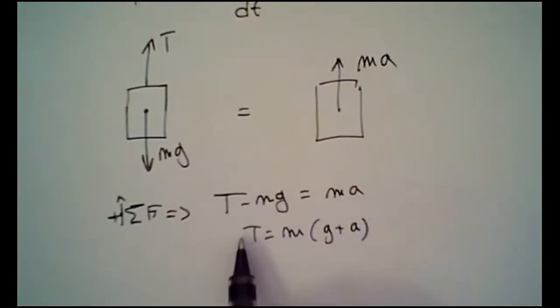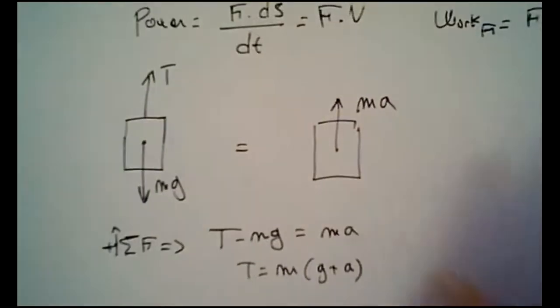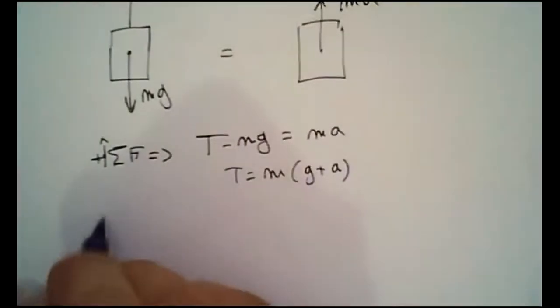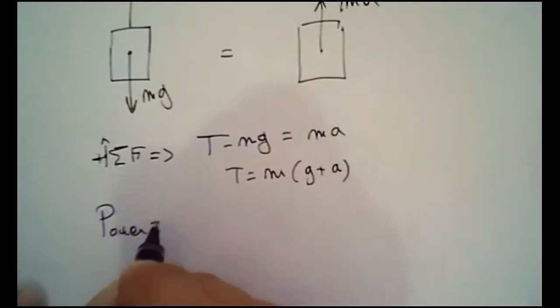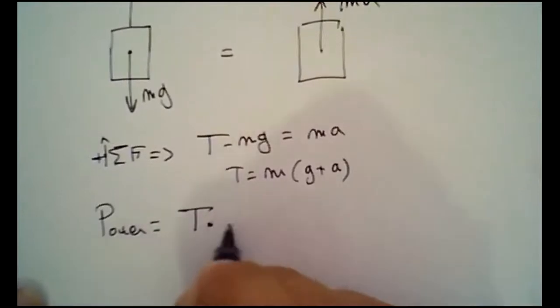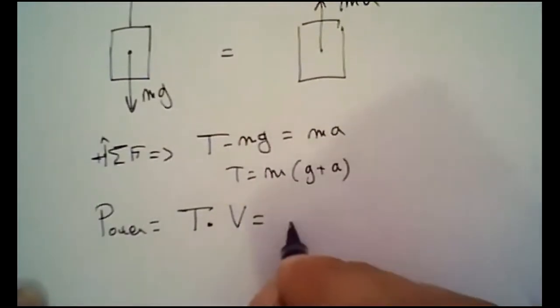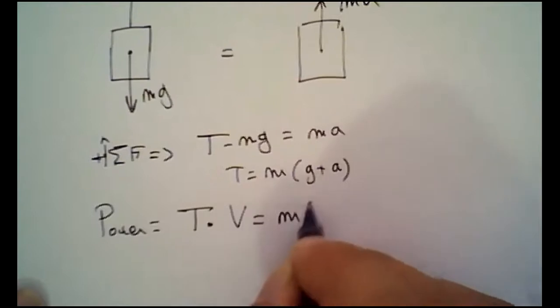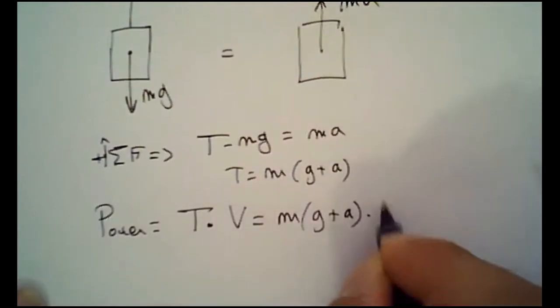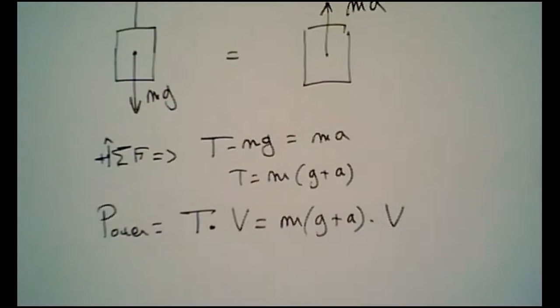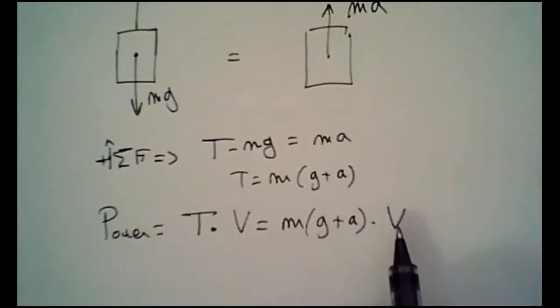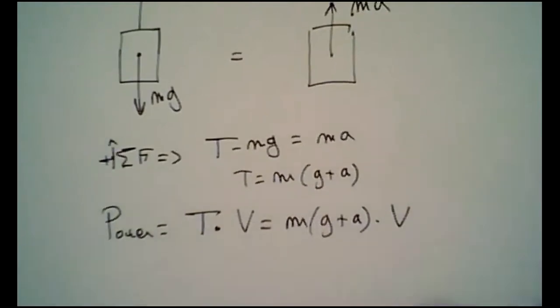So what is the power of this force? We said the power is equal to force times velocity. So the power is going to be equal to T multiplied by the velocity. Well, I know what my T is. T is equal to m(g plus a) multiplied by the velocity. So depending on the acceleration that you want to impose on your elevator, like how fast you need to increase the velocity, and also multiplied by the velocity, you will get the power.